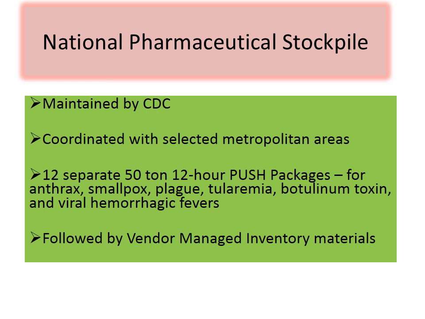So you can see from here, there are 12 separate 50-ton push packages that can be supplied within 12 hours to treat anthrax, to treat smallpox, to treat plague, to treat tularemia, to go after botulinum toxin, and even treat viral hemorrhagic fever. So we have to be prepared for that. And also keep in mind that those of you working in pharmacy follow a vendor managed inventory material.